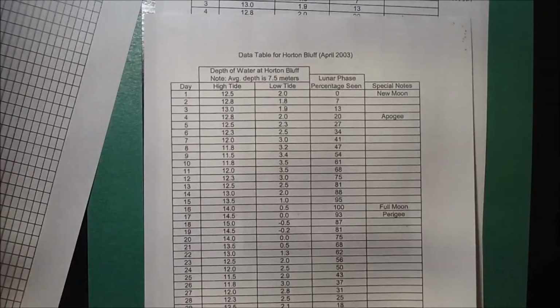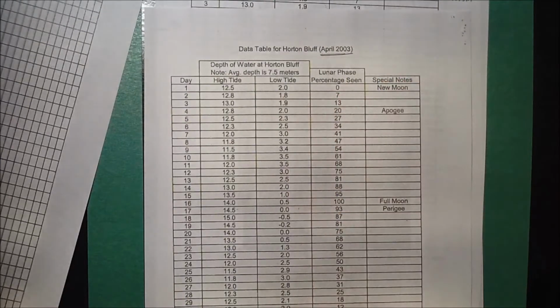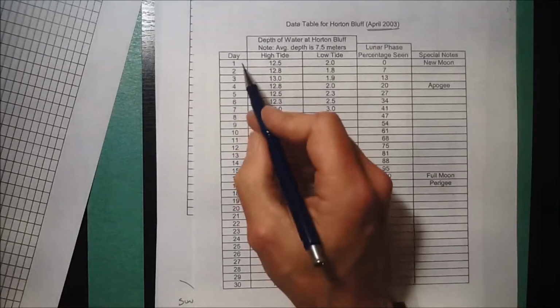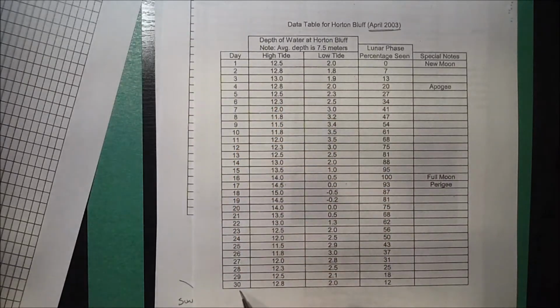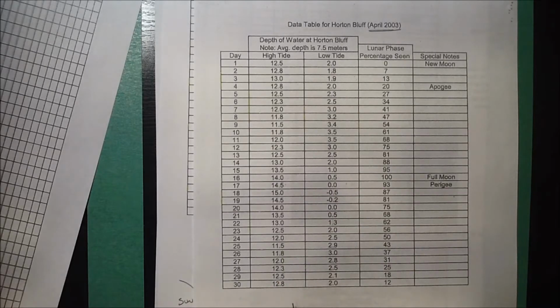you'll see on the back of the lab you get a data table. It tells you that this is for April 2003. April has 30 days, so when you look at the data table, it goes from day 1 to day 30. It's giving you two measurements, the height of high tide. It tells you that this is measured in meters, okay, and then the height at low tide.